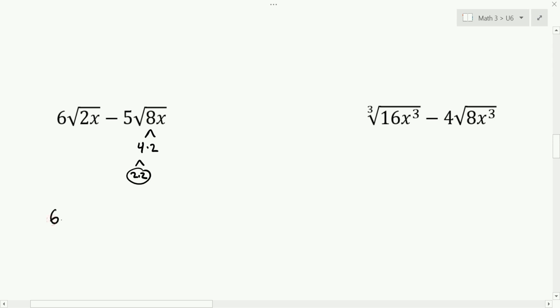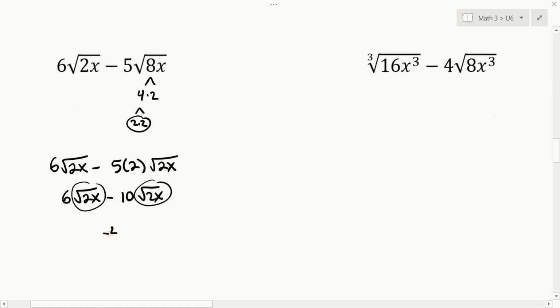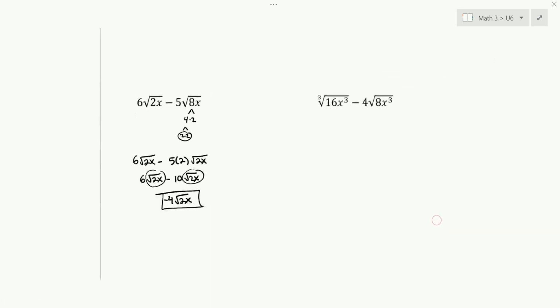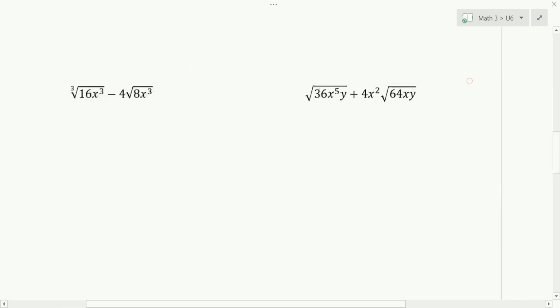I'm going to rewrite this as 6 square root of 2x minus 5 times 2 times the square root of 2x. And 5 times 2 is 10. And again, the square roots match. And so we can do 6 minus 10, which is negative 4 times the square root of 2x. All right, so there's 2 more like this. Go ahead and try them both.